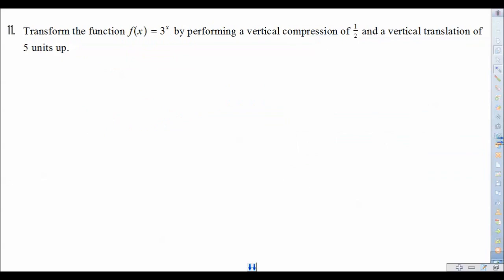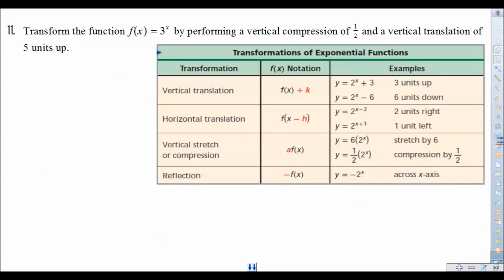Okay, number 11 deals with transformations. I want you guys to be able to take a function of any kind and perform a few transformations on that function, and write what the new function would look like. So just to remind ourselves of those tables that we had from our notes from the other lesson, there they are. So according to this one, we need to take this function 3 to the x, do a vertical compression of 1/2. So when we do a vertical compression of 1/2, that value needs to be right before the function. You can kind of see one right there on that function.